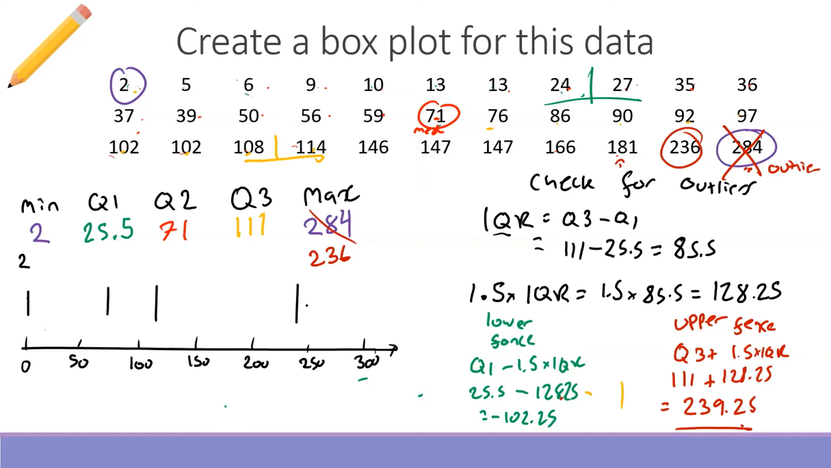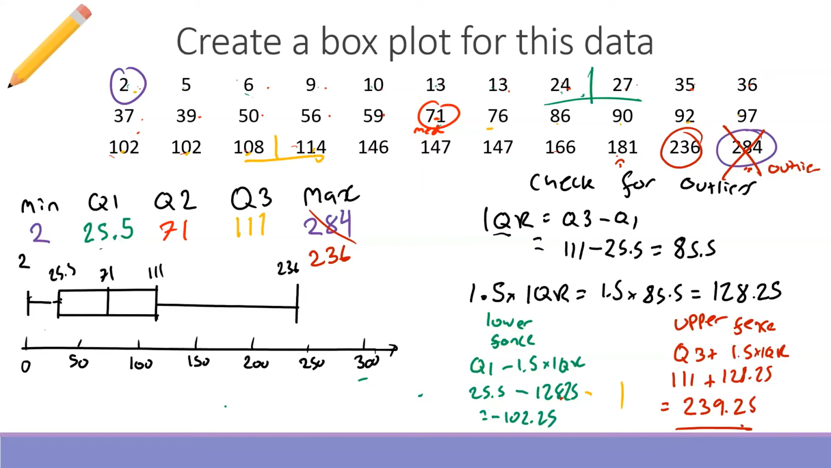Have I missed one? Oh, for some reason I missed the first quarter, 25.5. For some reason I didn't draw the line there. All right, so now I join the middles of the outer ones, and then I join the tops of the inner ones, and that gives me a box plot.